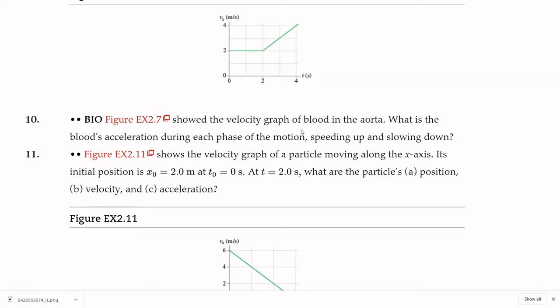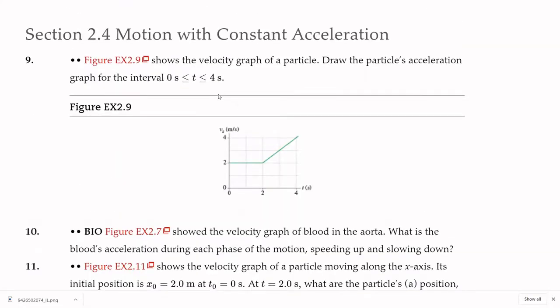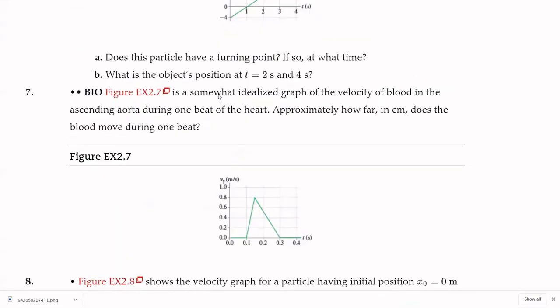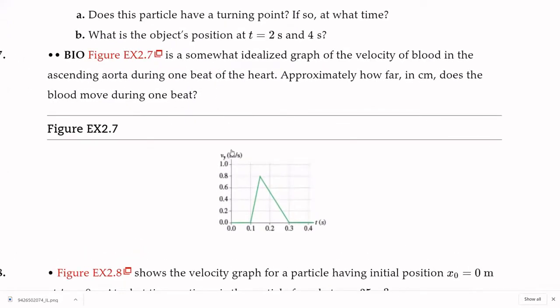They're looking at blood going in and out of a part of your heart. And we're supposed to figure out what the acceleration is. So you should immediately be thinking velocity, acceleration, there's a relation there. We know that acceleration is the rate of change in time of velocity, and that would be the slope. So I go back up to problem 7. There's the diagram we want.